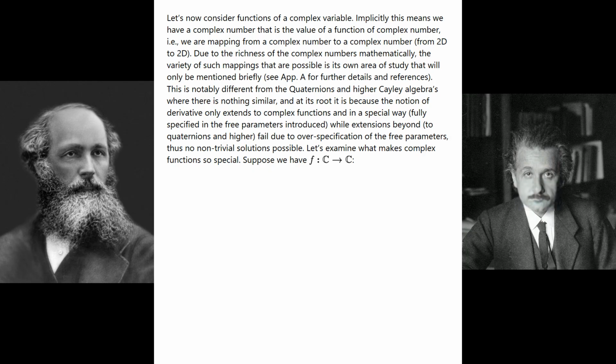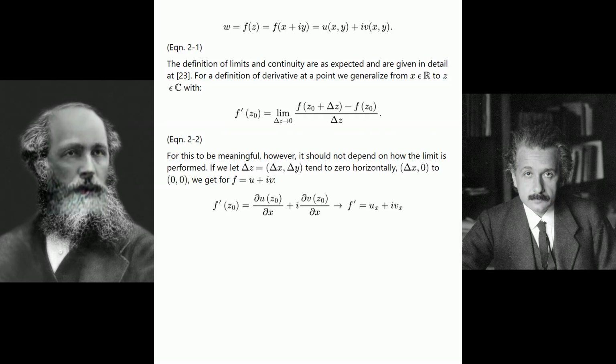Let's examine what makes complex functions so special. Suppose we have f: ℂ → ℂ, Equation 2-1. The definitions of limits and continuity are as expected and are given in detail at reference 23. For a definition of the derivative at a point, we generalize from x ∈ ℝ to z ∈ ℂ with Equation 2-2.